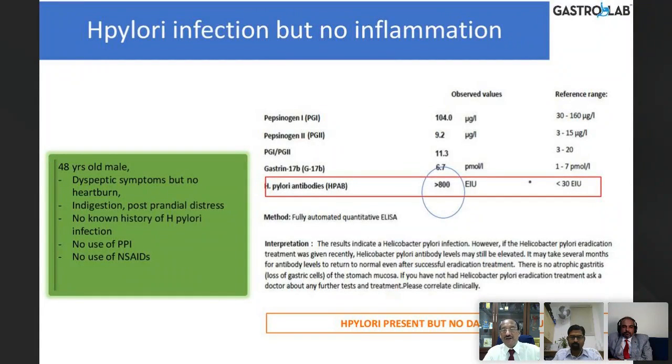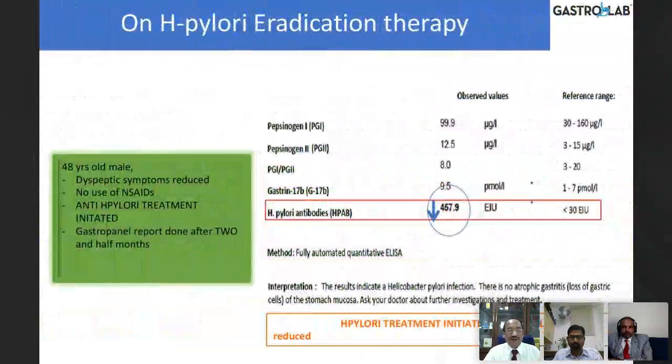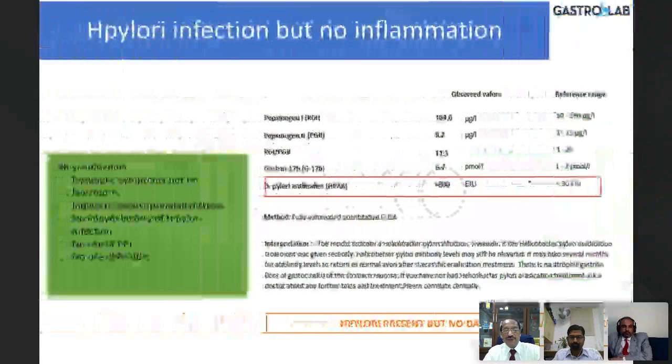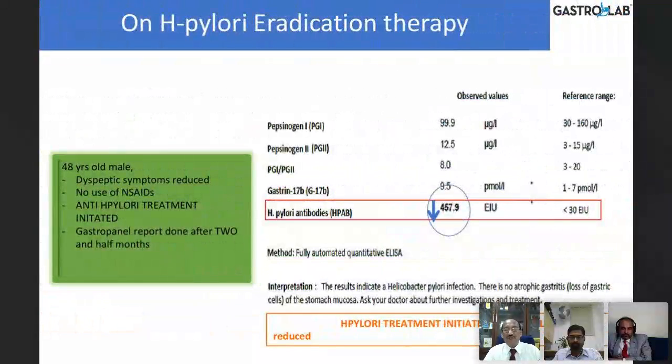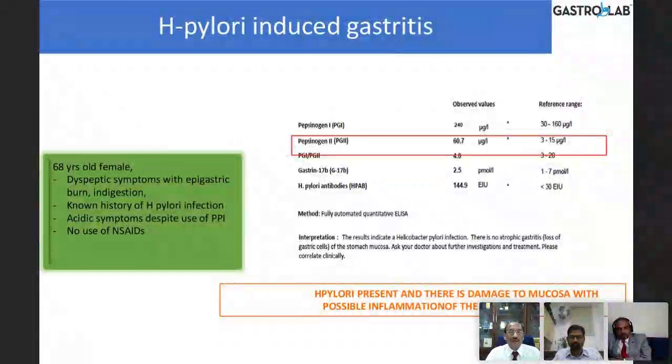48-year-old male with dyspepsia. So this is H. pylori dyspepsia. Here, this is another dyspeptic male. The same guy who underwent eradication. You see here, previously the titer was 800. Today the titer is 457, which means there is a response to the treatment. But to become normal, it will take 6 months, 12 months, or 24 months.